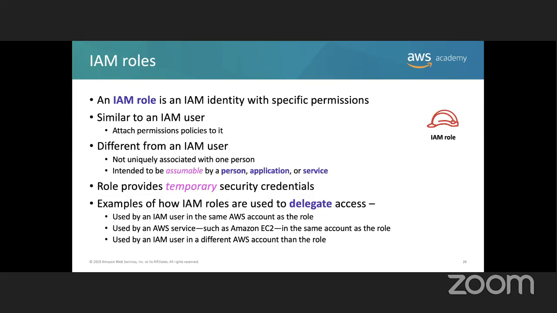Examples of how IAM roles are used to delegate access: used by an IAM user in the same AWS account as the role; used by an AWS service, such as Amazon EC2, in the same account as the role; and used by an IAM user in a different AWS account than the role. So that's the way IAM roles work to delegate access. You can have a cross-account role, so another account can have access to another account. That's how roles work.